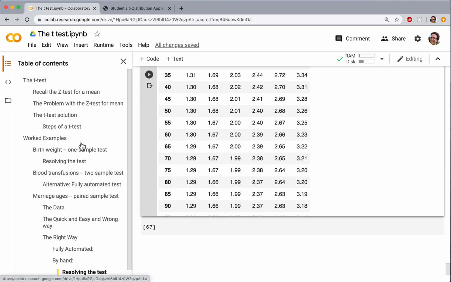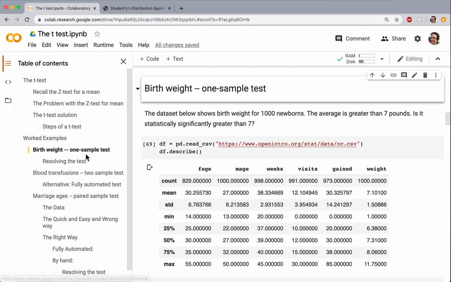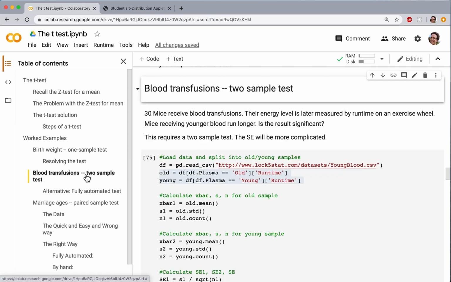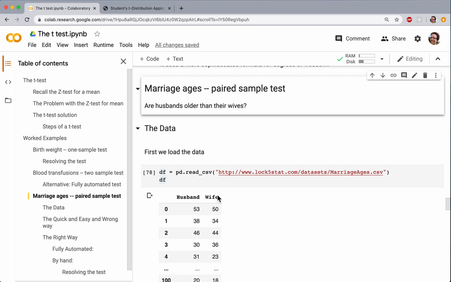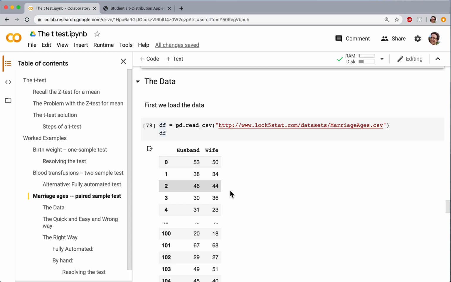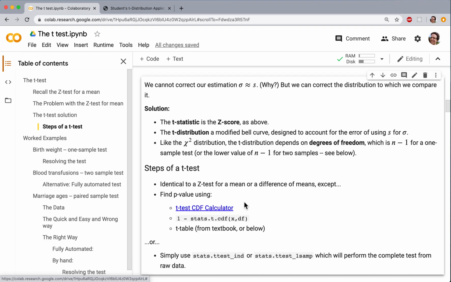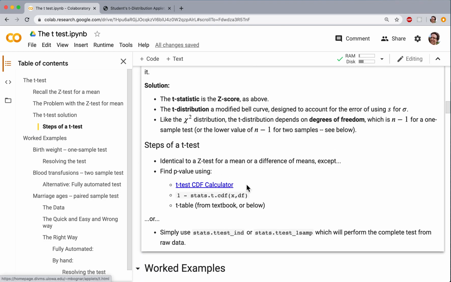So 3 types of t-tests: a one-sample t-test for simple data compared against a fixed value, a 2-sample t-test for comparing 2 populations, and a paired t-test for comparing some values against other values in paired data. Which one is appropriate will, of course, depend upon your data. The nice thing about a t-test is that 90% of the t-test is the same as the z-test. The only thing that's different is the use of the t-distribution instead of the normal distribution to resolve the test and get the p-value.